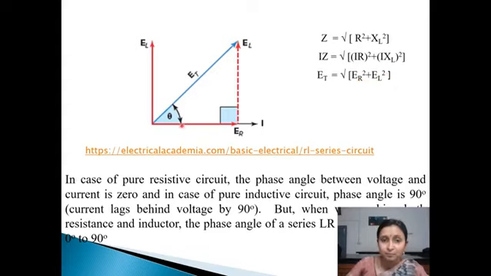So in case of a pure resistive circuit, only pure resistance, the phase angle between the current and voltage is 0. In case of a pure inductance circuit, the phase angle between the current and voltage is 90. Here, current lags behind the voltage by 90. But when we take the combined effect of both, resistance and inductor, the phase angle in a series LR circuit is between 0 to 90. Here this angle theta is neither 0 nor 90, it is between 0 to 90.